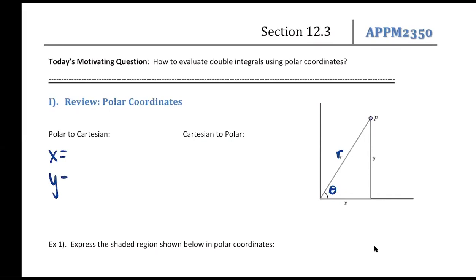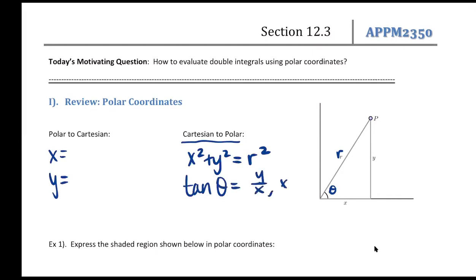So recall, how can we relate the two? Let's start with Cartesian to polar. We can see from the Pythagorean theorem that x squared plus y squared is going to give me r squared. And then we can use some trig to notice that tangent of theta is going to be y over x, assuming x is not 0.